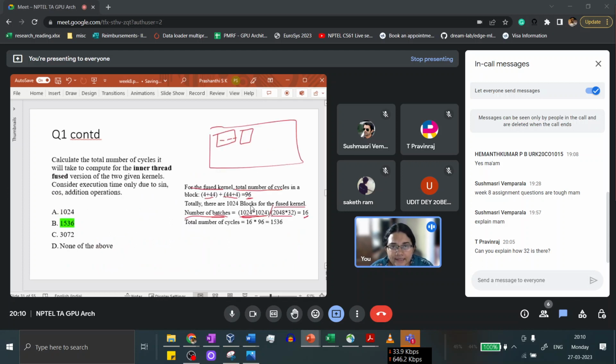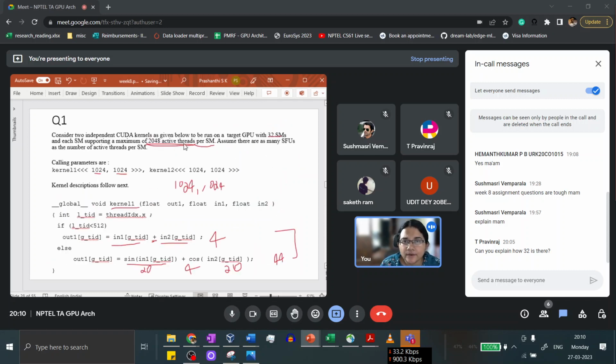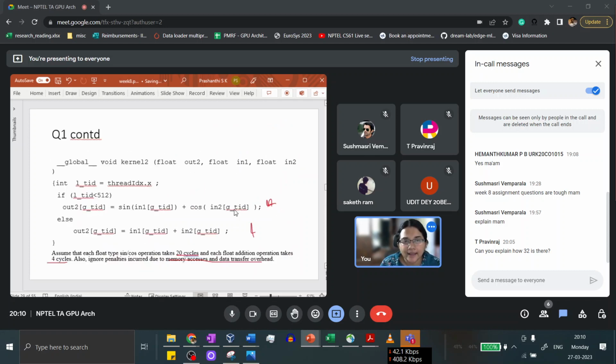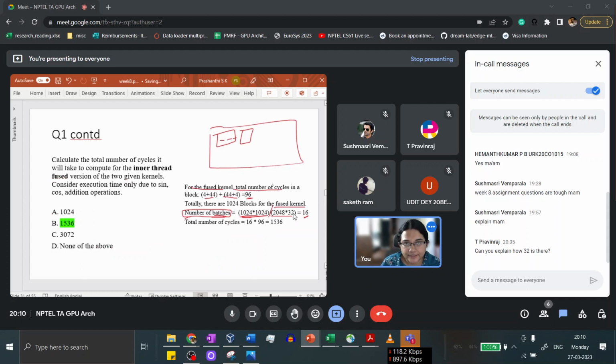Re-explaining this calculation, we are trying to find out how many such batches there will be. The total number of threads is 1024 into 1024, divided by the total number of threads per SM, 2048, which is also a hardware limit, and the total number of SMs, which is 32, right? So you get this to be 16.